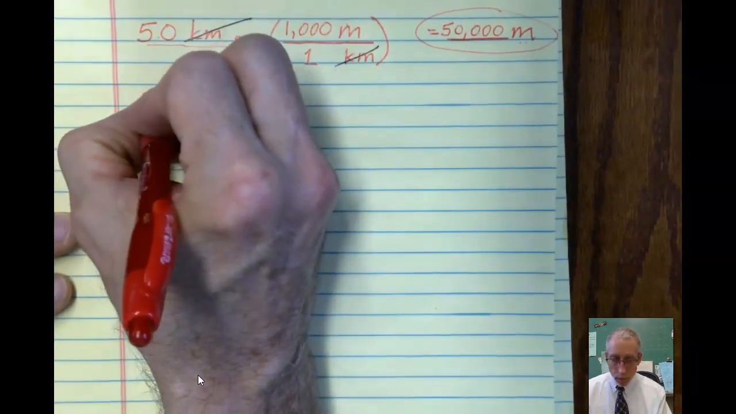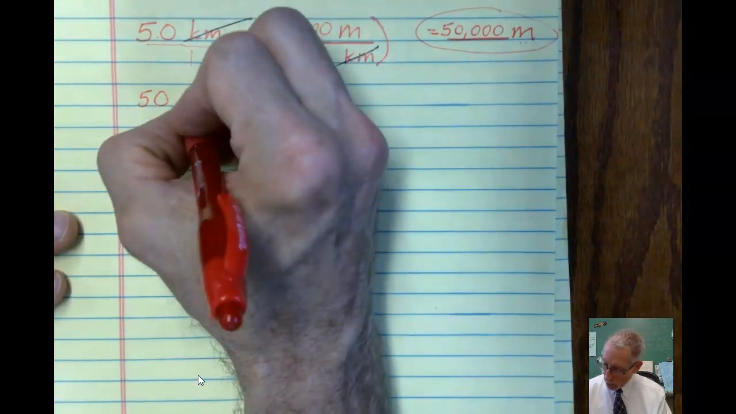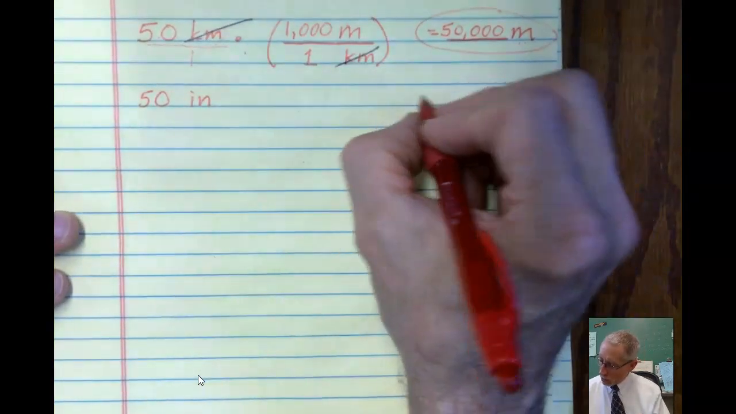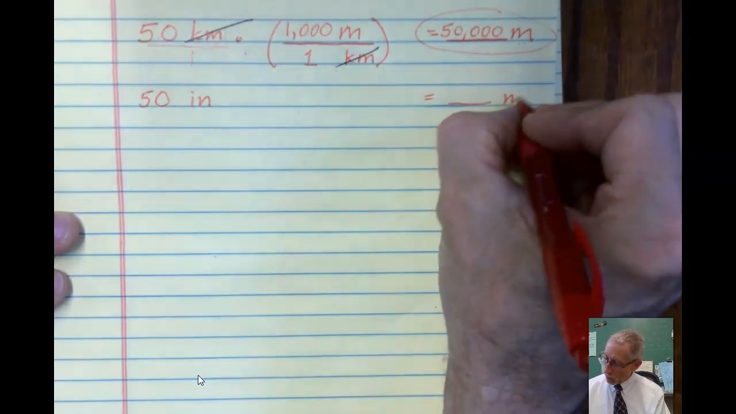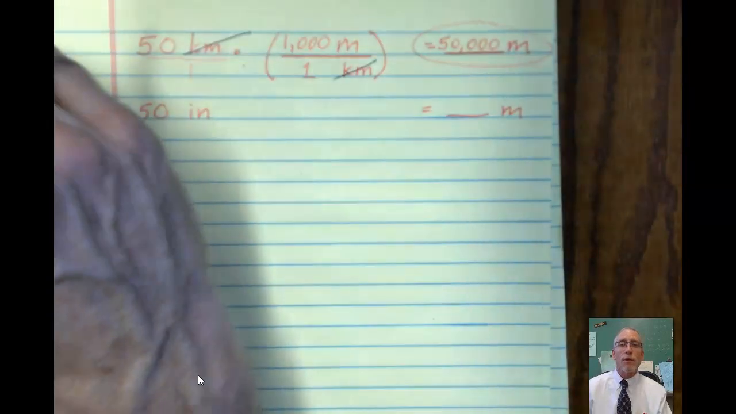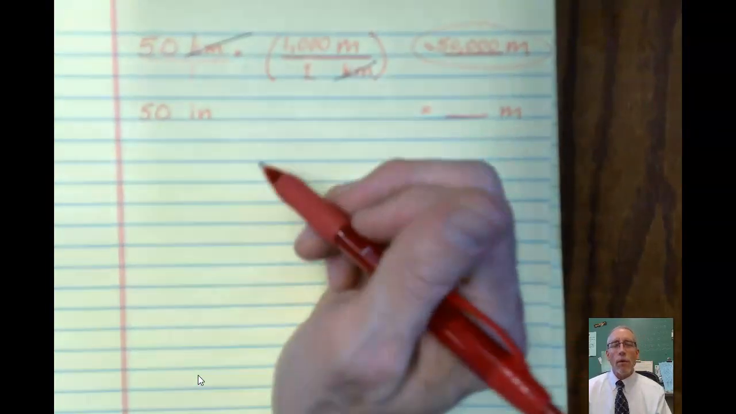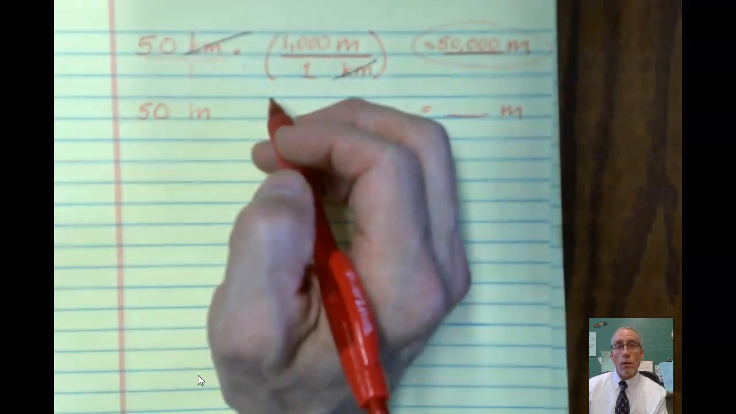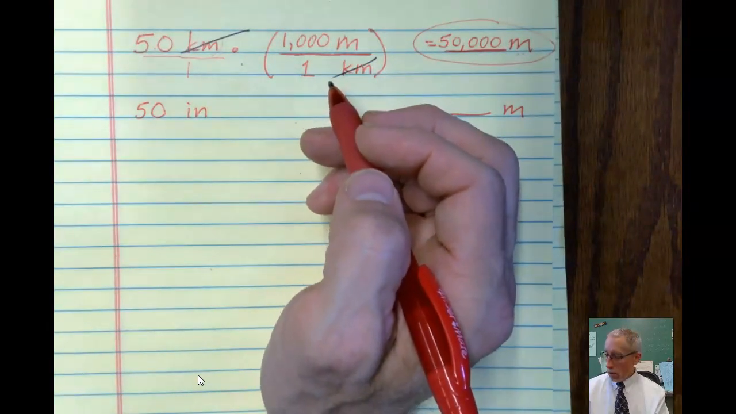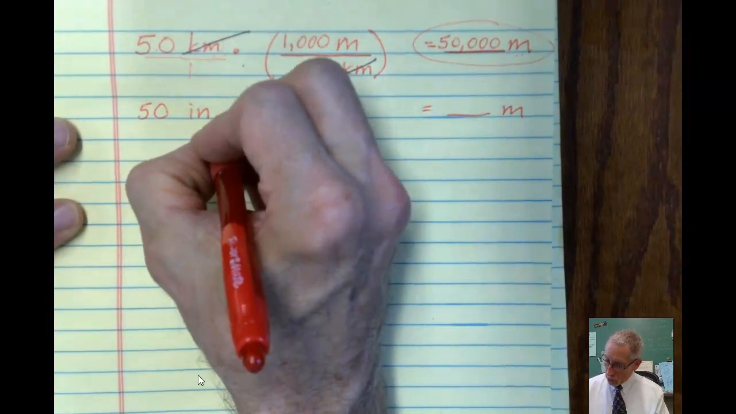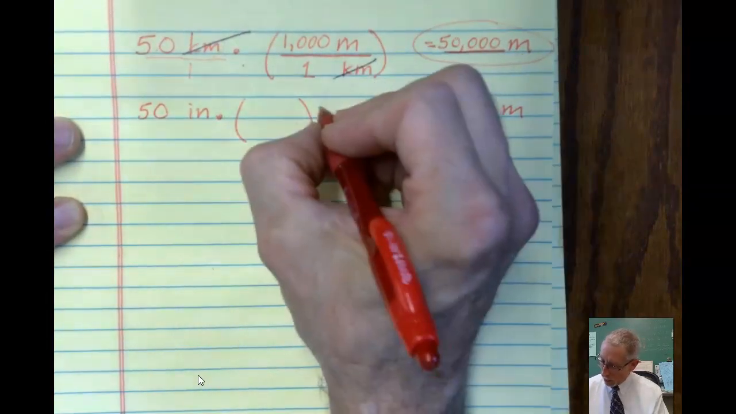So maybe it's 50 inches, and we want to know what that is in meters. So you could look up the conversion from inches to meters, but it's not likely that you'll know that. But perhaps you know some other more familiar units, like for some reason I remember, because I grew up at a time where America was trying to switch over to the metric system, so we tended to remember that 2.54 centimeters was an inch.